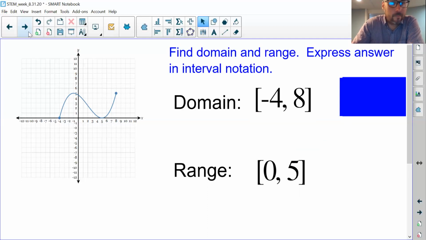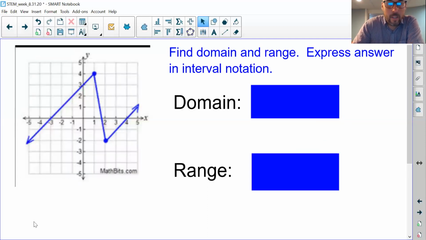2 more to go. Pause the video and guess what the domain and the range is here. Don't worry if you're wrong. If you're trying on your own, you're going to get better faster.